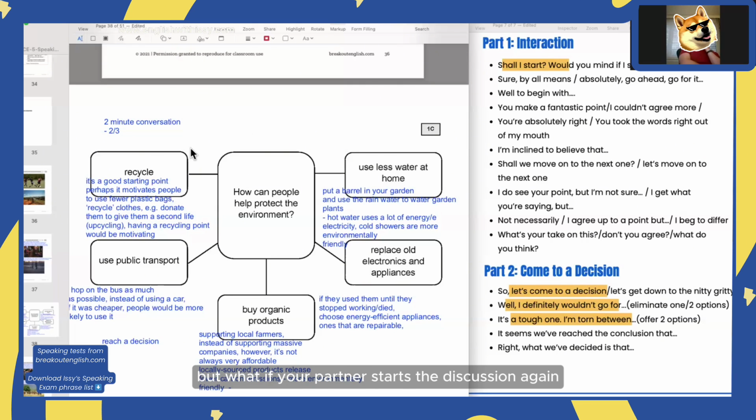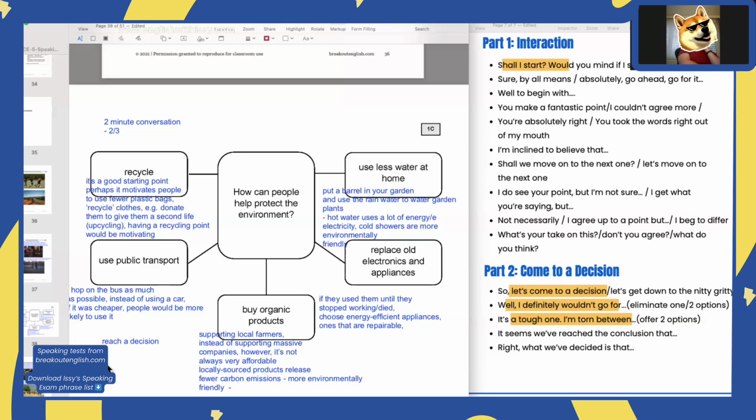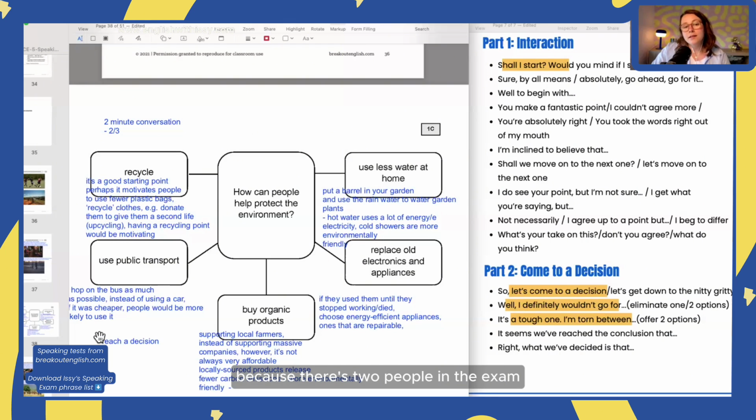Okay? But what if your partner starts the discussion again? Because there's two people in the exam, you're never going to be able to fully control how your partner interacts in the exam, and that's not going to affect your marks in the exam either. If you're trying to negotiate, if you're trying to interact with your partner, then it's not going to be a problem. You need to do your best to handle that situation.